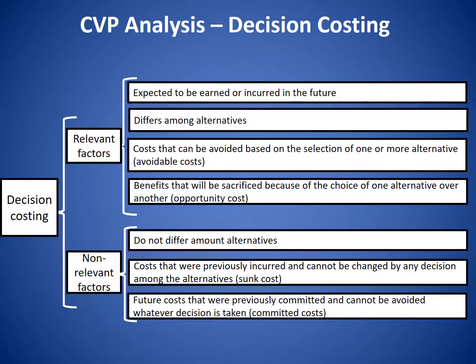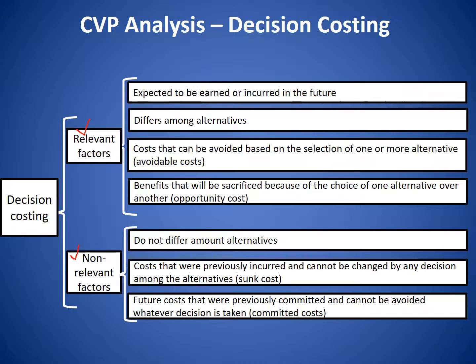Now let's talk about another aspect of cost volume profit analysis called decision costing. In decision costing, we look at costs and benefits, and we have to decide, when we make a decision, that there are a series of costs and benefits, some of which are relevant to our decision process, and then there are some that are not relevant to our decision process.